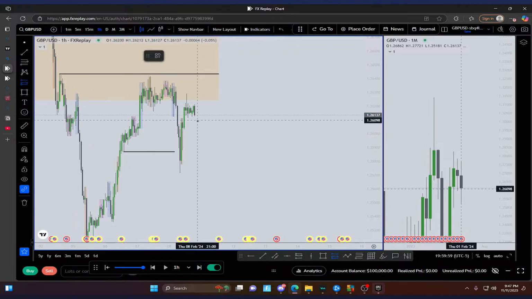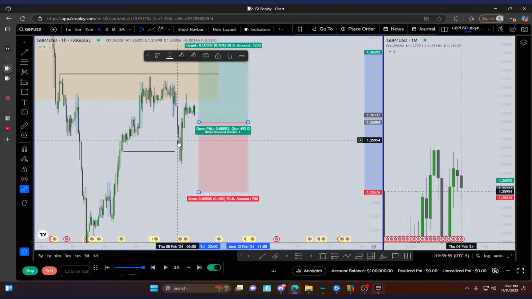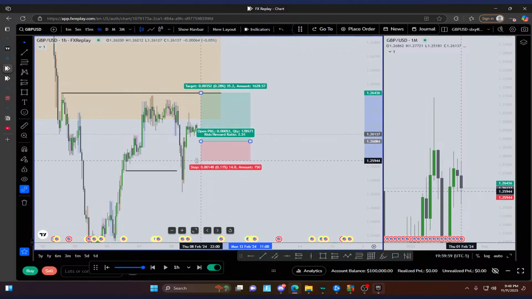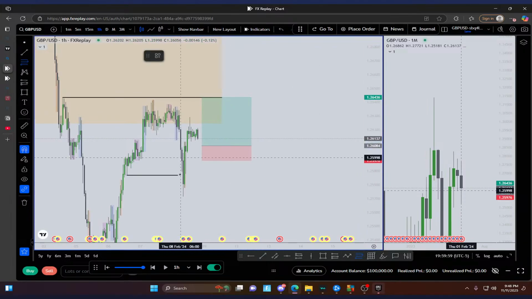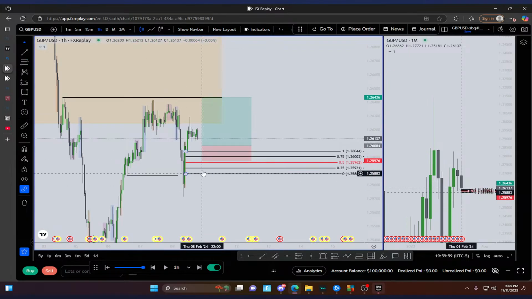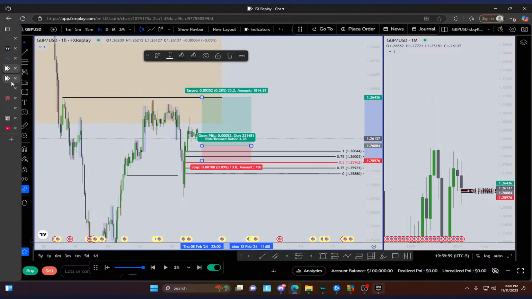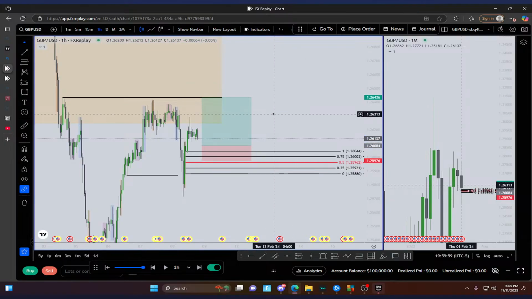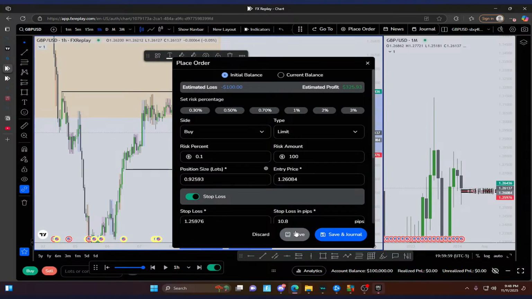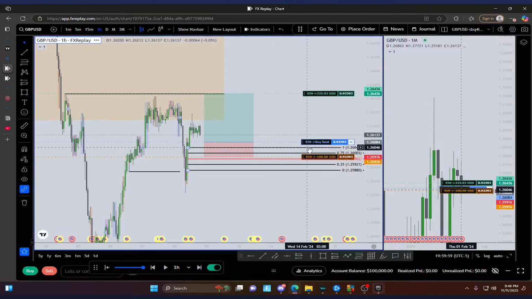Manipulate the low to continue higher. Limit place right there. Then we have this wick full of imbalance. And then we place, yep. That's a limit. I'm more comfortable. Well, let's see.